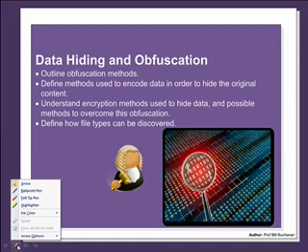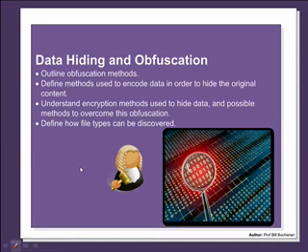This lecture is going to look at some of the data hiding and obfuscation techniques that someone might use to maliciously hide information. So we'll look at the main obfuscation methods, define some of the methods that are used to encode data to hide the original content, understand encryption methods used to hide data and the methods that we could use to overcome this obfuscation, and also we'll define some of the file types that could be discovered by a deep scan of a file system.